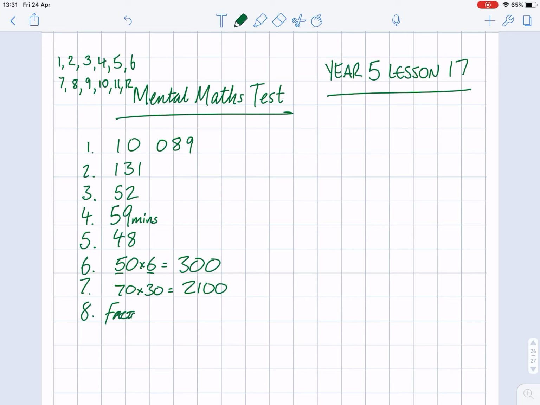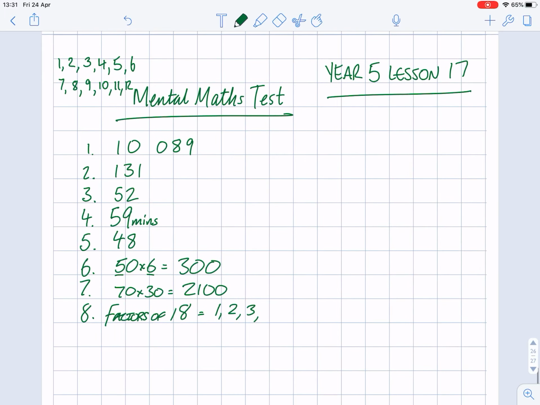The factors of 18, you only get 1 mark for getting all of them, okay? And they are 1, 2, 3, 6, 9, and 18. And then remember, if we talk about pairs of factors, you've got 1 and 18, they multiply together to give me 18, 2 and 9, and 3 and 6. Question 9, if a number has only 2 factors, what's special about it? It's a prime number. Prime numbers can only be divided by 2 numbers, themselves and 1.